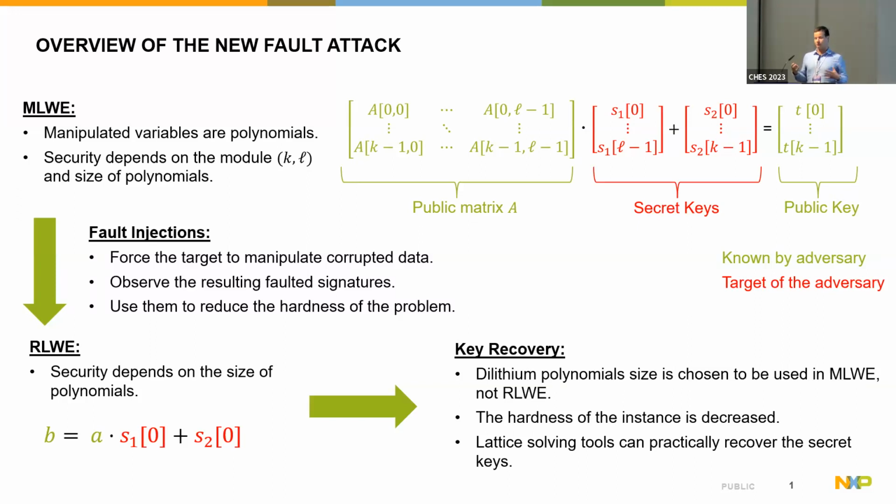Why are we able to recover the key from that Ring-LWE instance? It is basically because the polynomials have a size that is dimensioned to be used in MLWE, where you have big matrices, and here there are no matrices. So the polynomials are too short to be used in a Ring-LWE instance. It means that the problem is less hard, and we are able to use state-of-the-art lattice solving techniques to recover the full secret key.